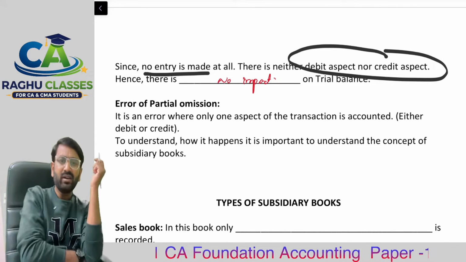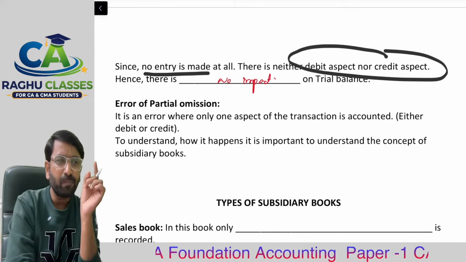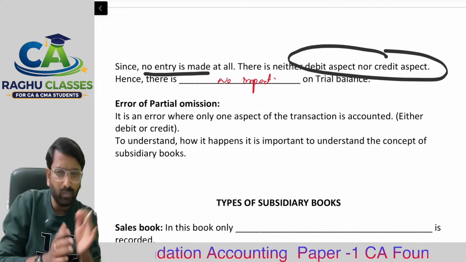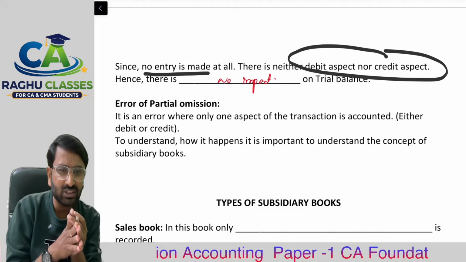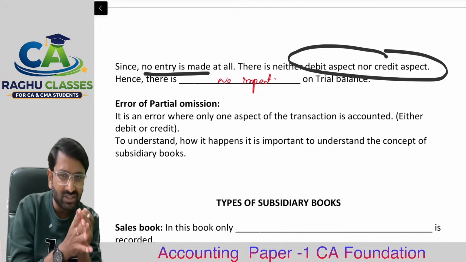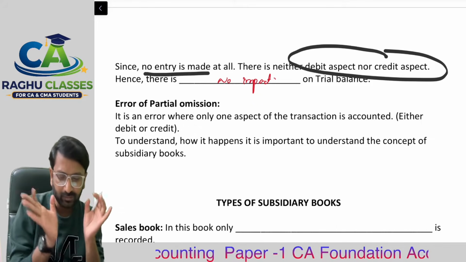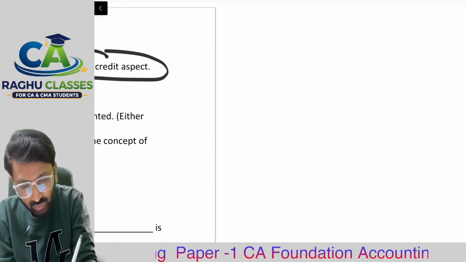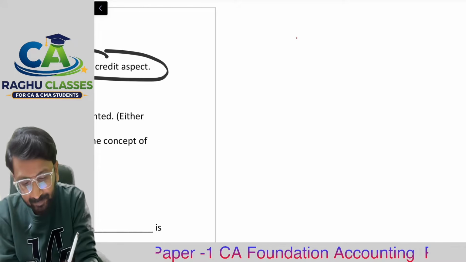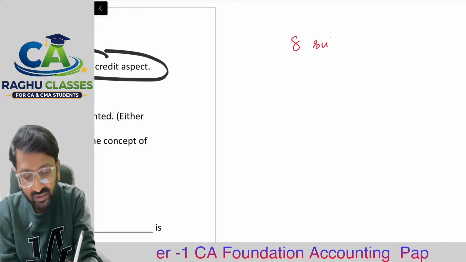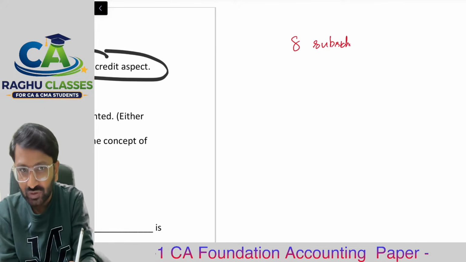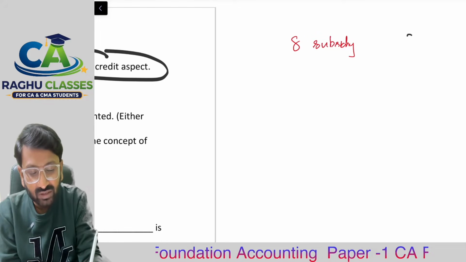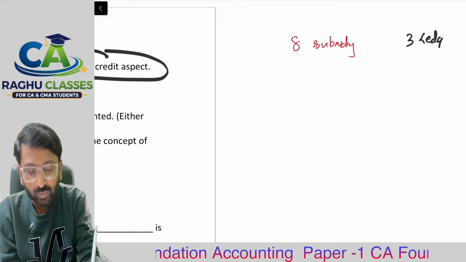Okay. Next one. Error of partial omission. Now, how does this partial omission happen? Very, very important. We'll be spending at least 5 to 10 minutes of discussion to understand how a partial omission happens. Okay. Let's take an example. Let's say in accounts, normally we maintain 8 different types of subsidiary books. In addition to that, we maintain 3 different types of ledger books.